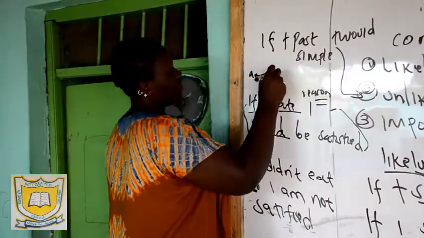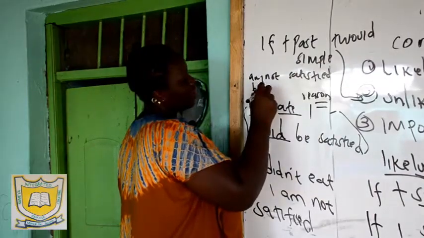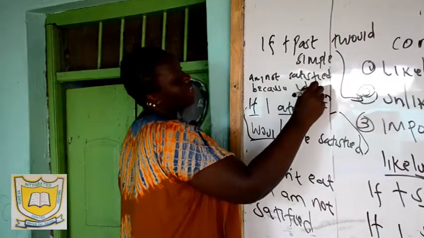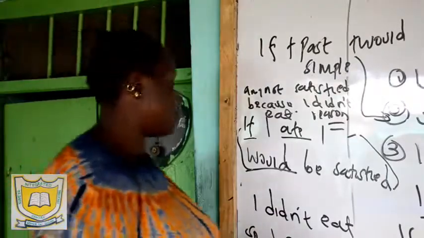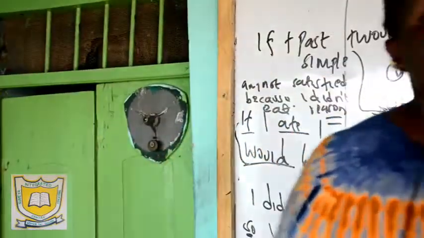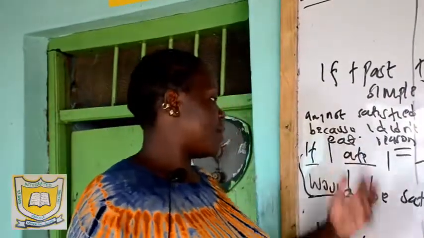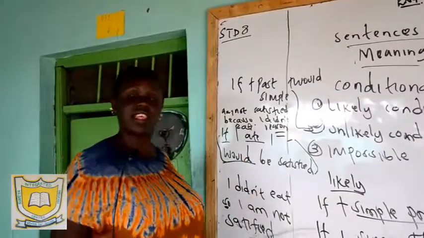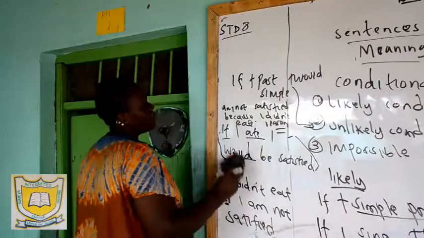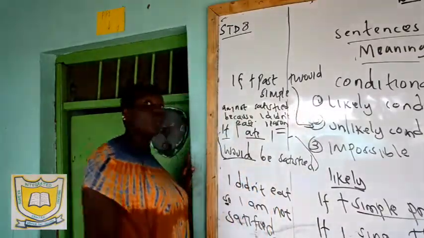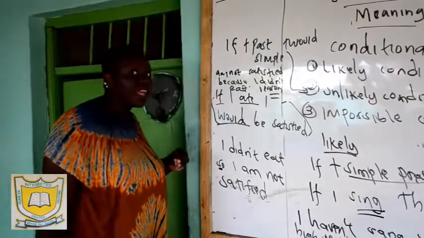I am not satisfied because I didn't eat. And the other one I say I didn't eat, so I'm not satisfied. You realize that I'm simply replacing with conjunctions of what? Conjunctions of reason. Or I'm not satisfied because I haven't eaten. I'm giving a sentence that means the same in the unlikely condition, also called the improbable, where there is a small possibility that whatever you're talking about can take place.